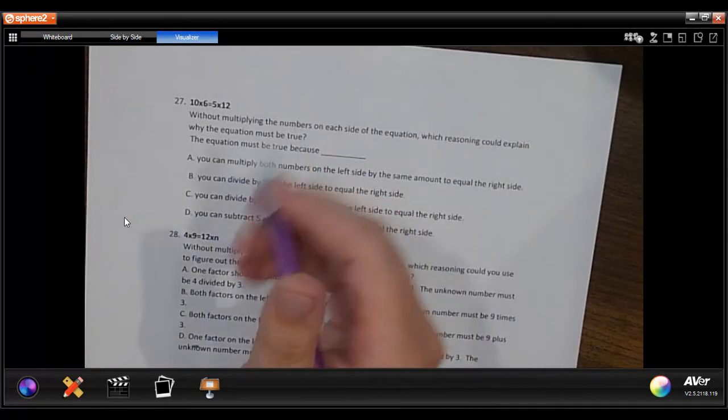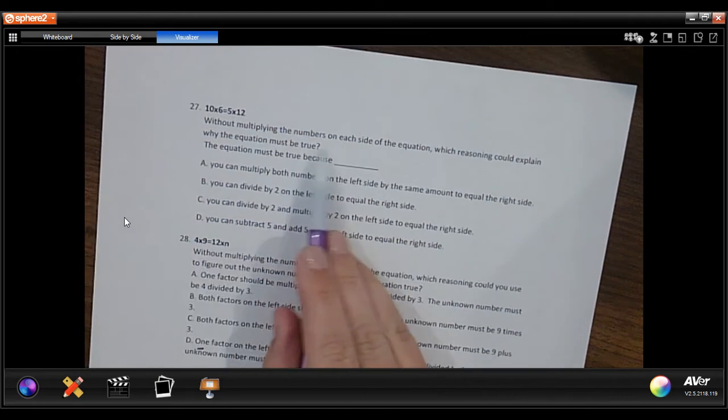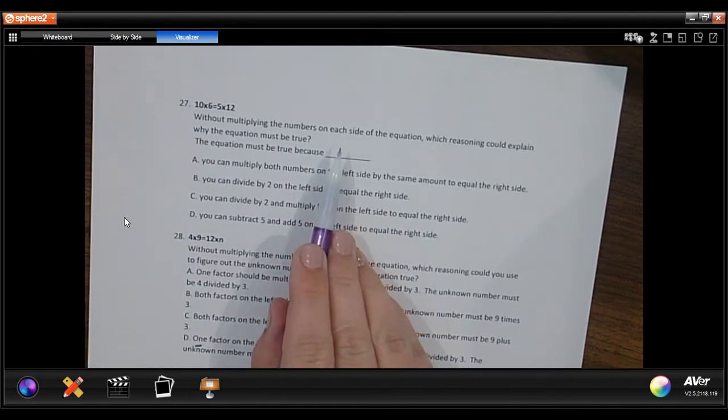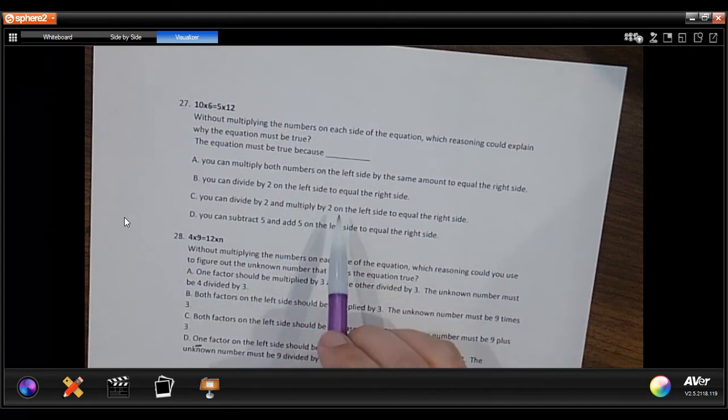Last two on our review sheet. 10 times 6 equals 5 times 12. Without multiplying the numbers on each side of the equation, which reasoning could explain why the equation must be true? The equation must be true because, so it's one of these answers.